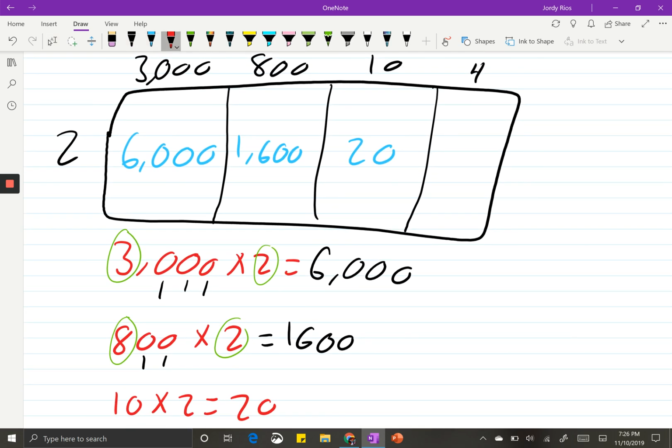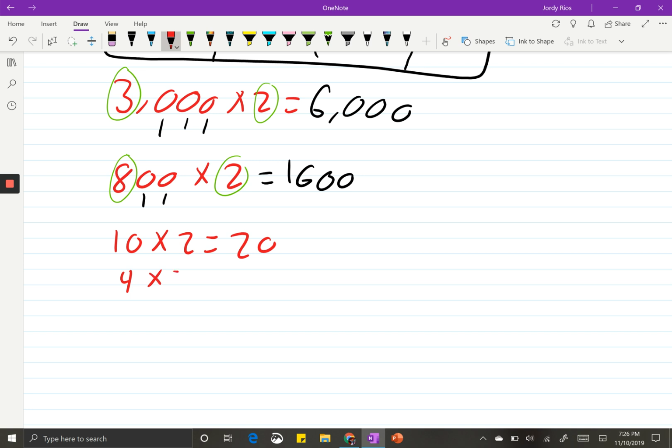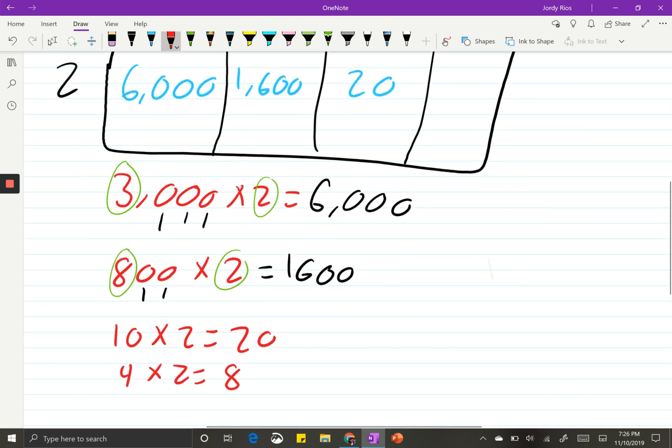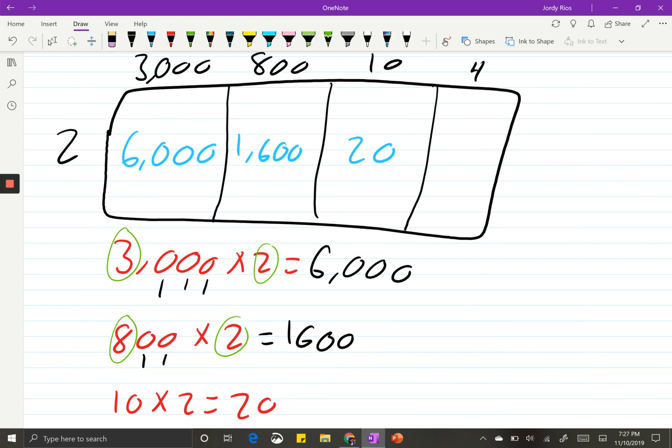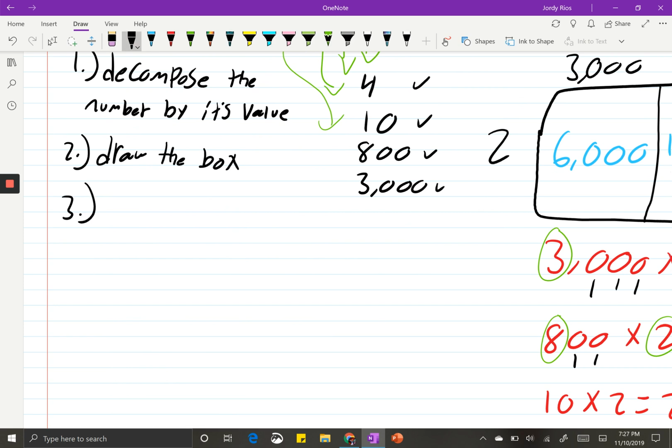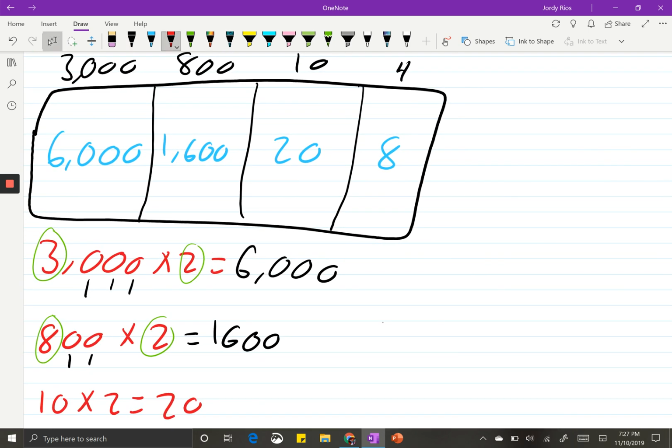And last thing is 4 times 2. Notice how even the smaller numbers, I'm still having to write this down because I don't want to make a mistake, okay? 4 times 2 is 8. And my last step is to add everything up. Okay, we multiplied. And my last step is to add them up. 6,000, 1,600, 20, and 8.